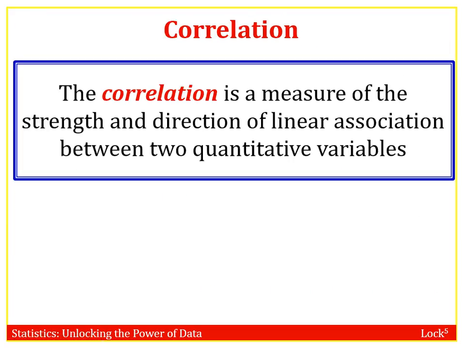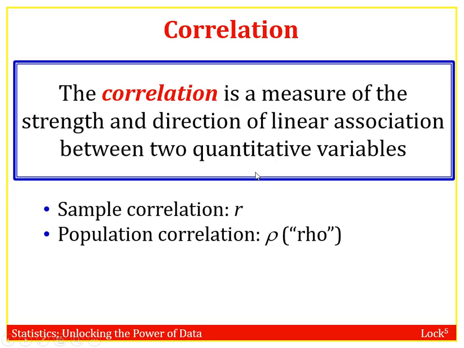Now, correlation is really the measure of the strength and the direction of a linear association between our two quantitative variables. The direction, I should say, if it's positive, goes up as it goes to the right, and as one increases, the other increases. If the correlation is negative, the direction goes down as you go to the right. So as you go over on the x, your y goes down. It's a negative association. Correlation for your sample is referred to as r. If you're dealing with correlation for your population, that is rho.